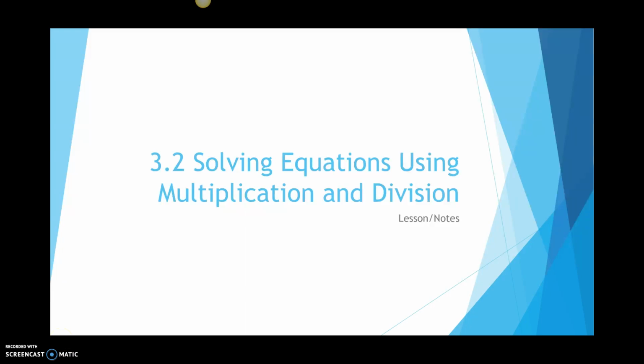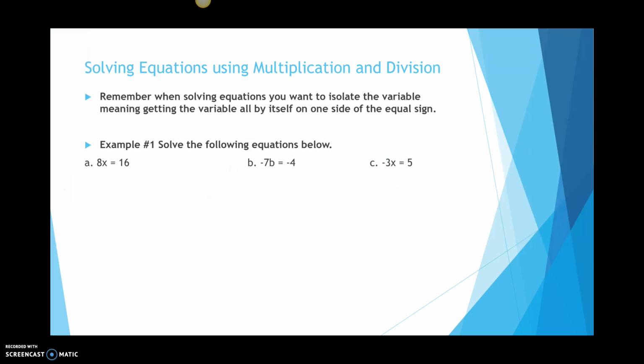Hi students, this section is 3.2, solving equations using multiplication and division. So when we are solving equations using multiplication and division, remember when solving equations you want to isolate the variable, meaning you want to get the variable all by itself on one side of the equal sign.